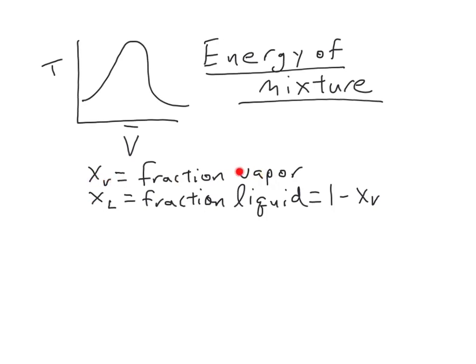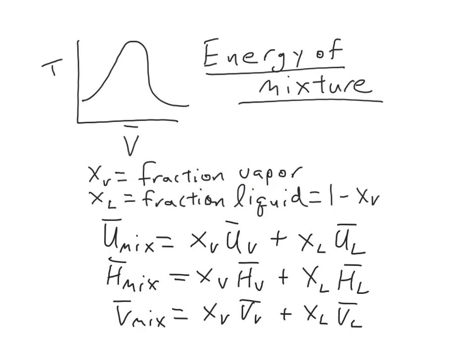XV is just the fraction of vapor. What fraction of our material is a vapor? That can be between 0 and 1: 0 being no vapor, 1 being all vapor, and then some number in between, like 0.5, meaning we're essentially 50% vapor, 50% liquid. XL is the fraction of liquid, which is just 1 minus XV. We need to know these values in order to find the energy of that mixture. The formulas for calculating the energy or thermodynamic properties of a mixture are pretty straightforward.